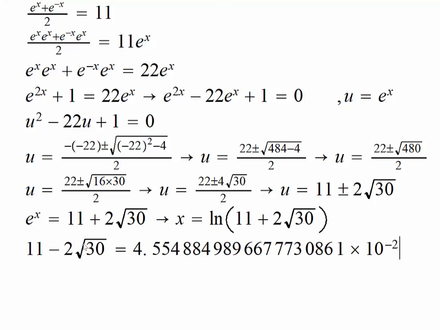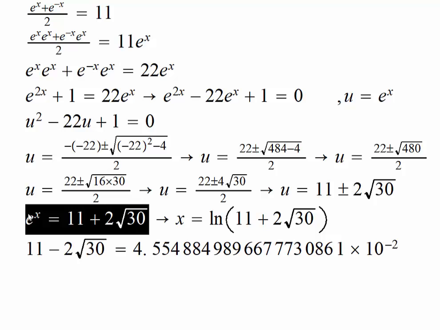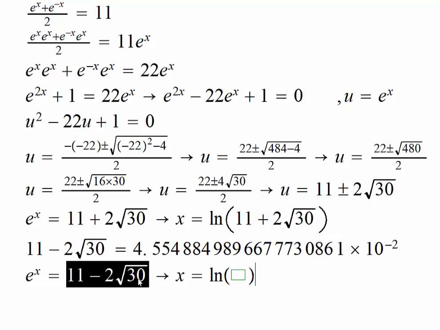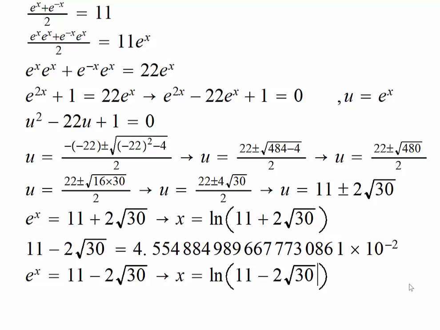And if you graph this function, you will see it much better. That's a positive number, so we can take the logarithm there as well. So x equals natural log of this value. And if this value was negative, then we wouldn't have another real solution here. So these are the exact solutions.